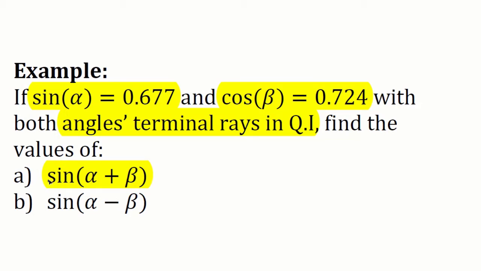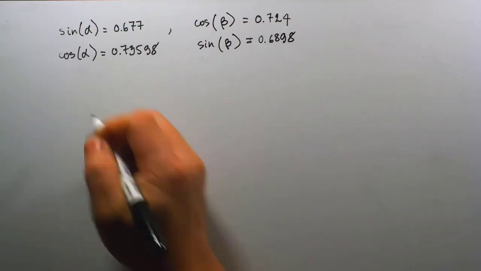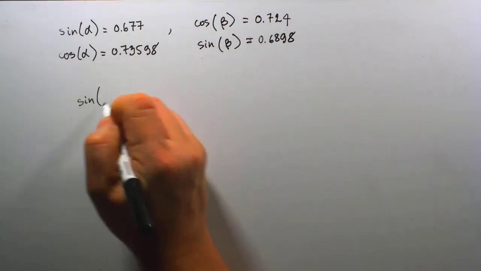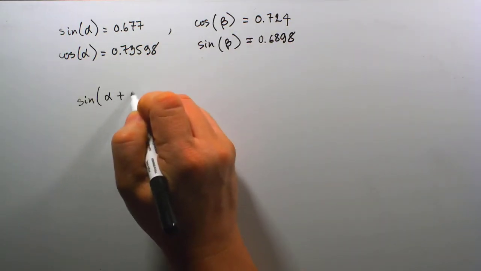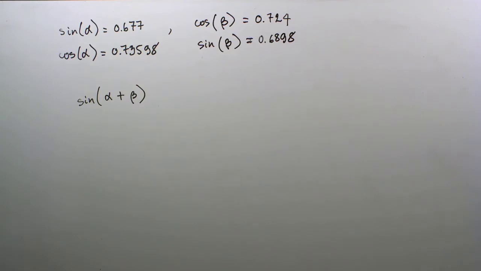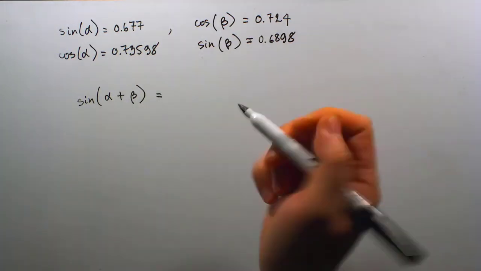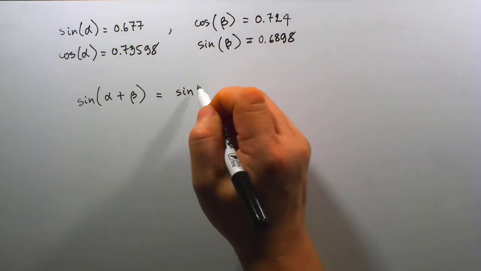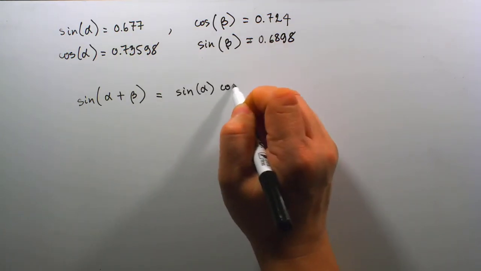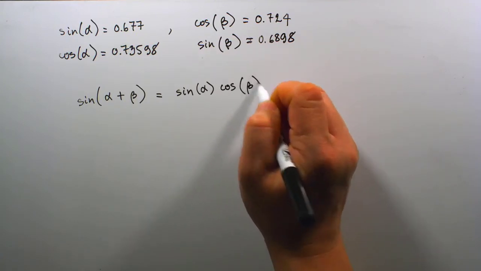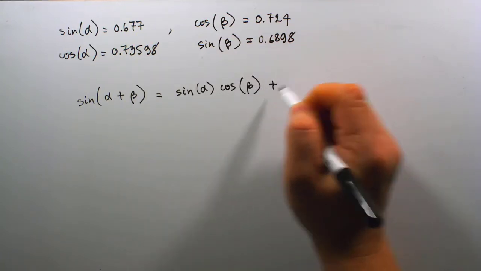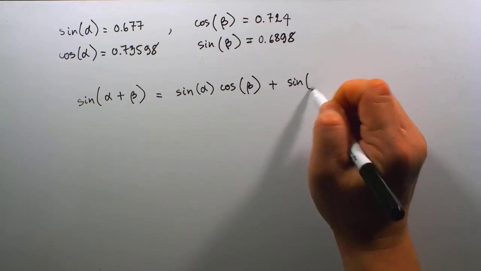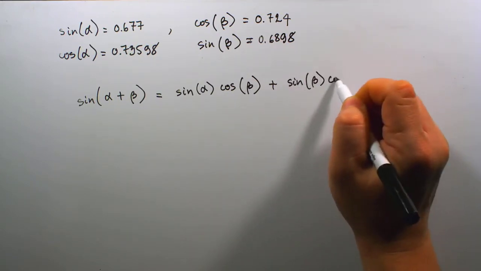Part A is looking for sine of alpha plus beta. So that means this is sine of a sum. So sine of alpha plus beta, first thing, we can develop this out as sine of alpha times cosine of beta according to the sum identity, plus sine of beta times cosine of alpha.